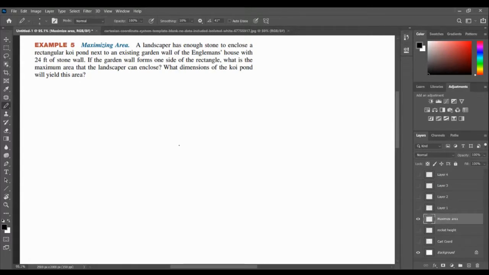A landscaper has enough stone to enclose a rectangular koi pond. Some things I need to pay attention to: it's a rectangle, which allows me to calculate area, next to an existing garden. So they've got a garden here. Assume that I can draw a straight line. Rectangular pond next to it. I've got 24 feet of wall. So I've got a width, a length, and a width. And those three together equals my 24 feet.